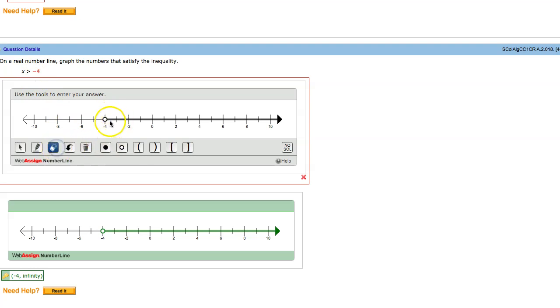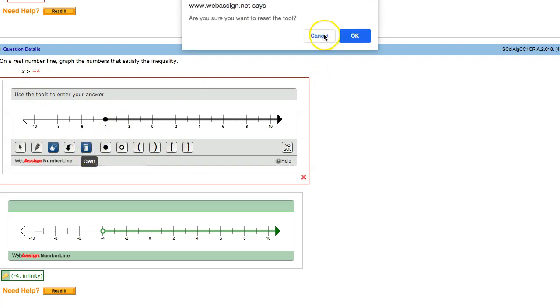Well, if it had been greater than or equal to, I would have used a dot, and then I would have gone to the right. I'd have used a dot, and then I would have got my shading, and then I'd have gone to the right. Now, guys, that's only good for x greater than or equal to, right? But they don't have the equal to here, so you can't really do that.